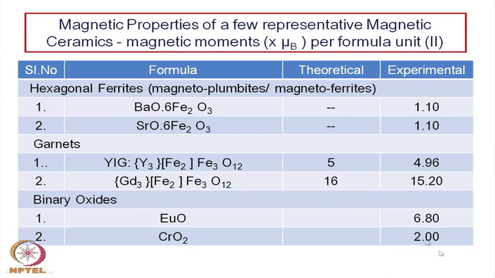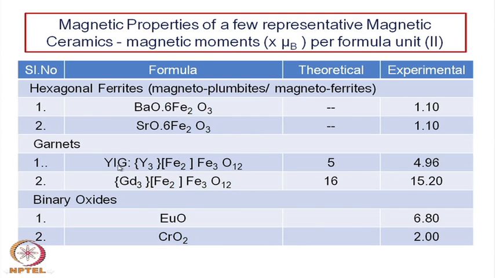So, here are some materials of magnetoplumbites, the so-called hard ferrites or hexaferrites. Barium hexaferrite has an experimental value of the magnetic moment of about 1.1 mu B. Same thing for strontium. Both barium and strontium have a relatively low magnetic moment, but the most important thing is they are permanent magnets. Their magnetization and demagnetization is difficult primarily because of their anisotropic property, being a hexagonal symmetry structure.